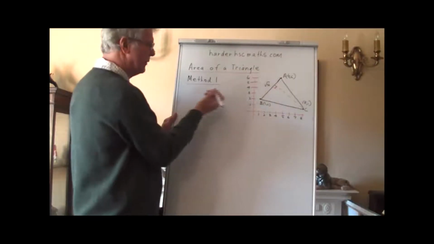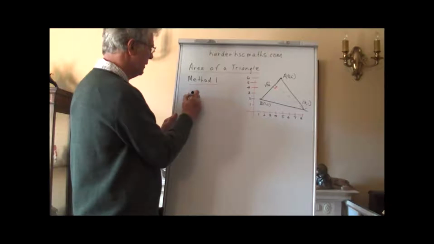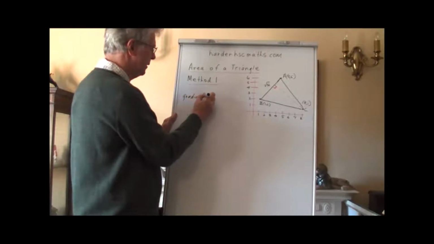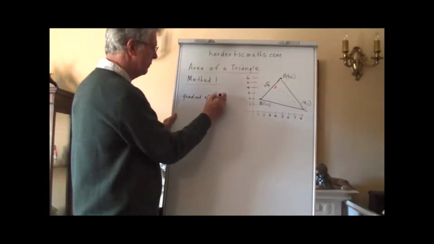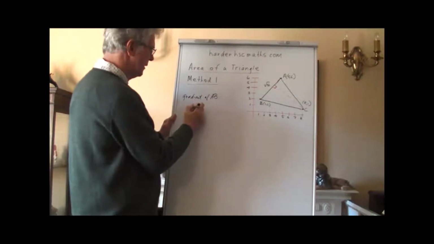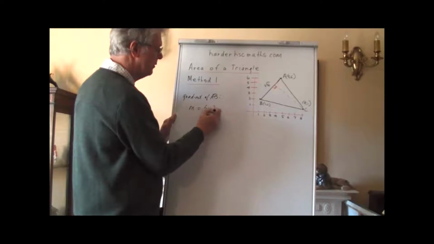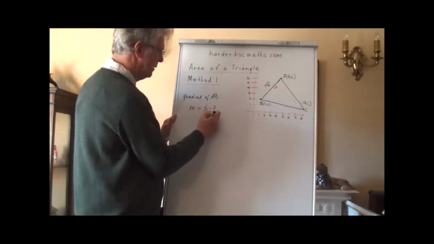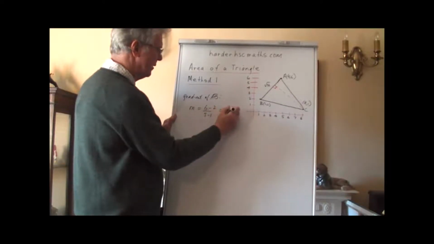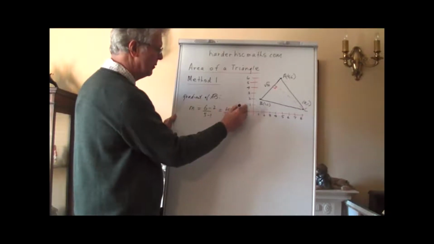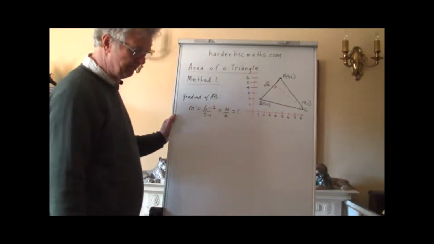So we do the gradient first of AB. So the gradient of AB is going to be equal to the difference in the y values, that's 6 take away 2, over 5 take away 1, which is 4 over 4, which conveniently is 1.